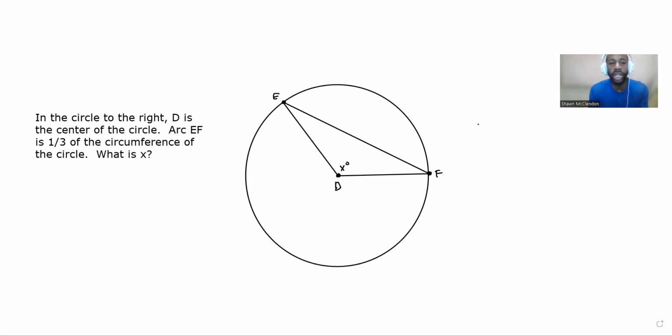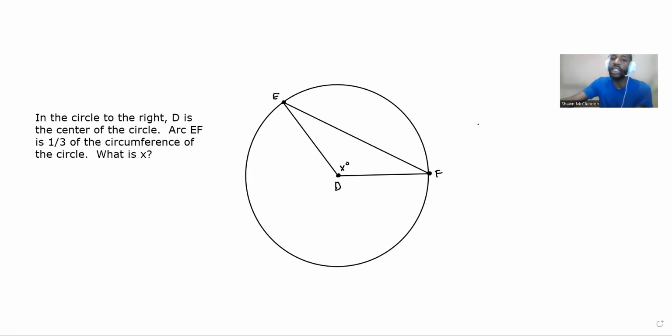For example, check out this problem which I adapted from a problem we recently solved in my weekly SAT, ACT math practice class. So this says in the circle to the right, D is the center of the circle. Arc EF is 1/3 of the circumference of the circle. What is X?